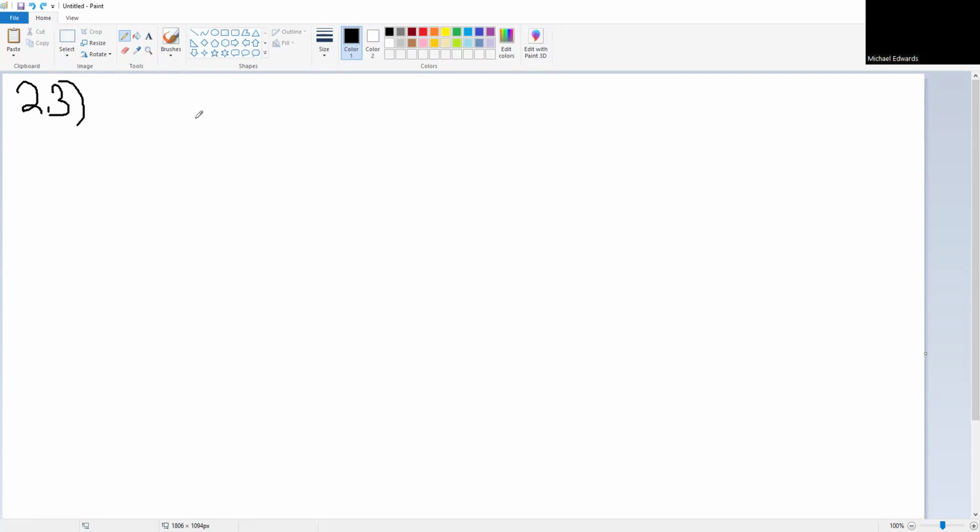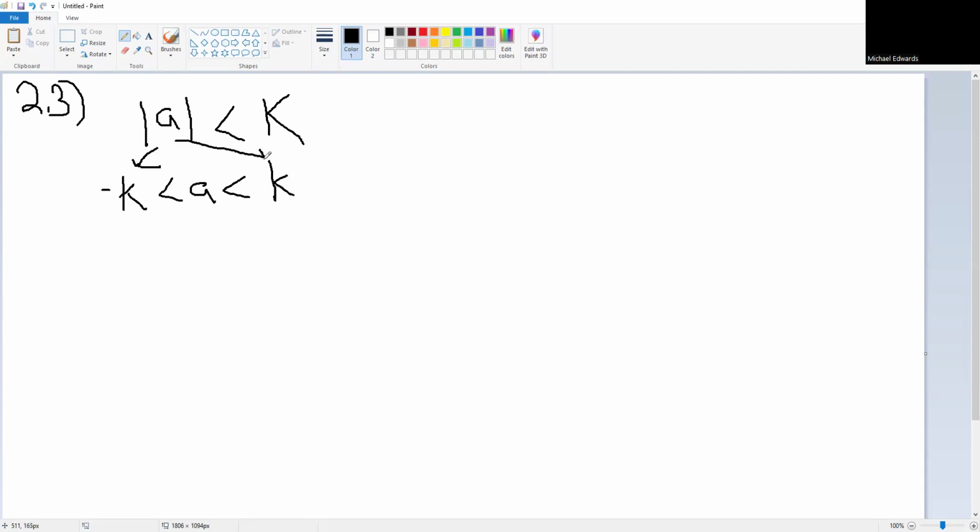So, some rules to know. If you have an absolute value of A less than something else, we'll call it K, then this can be rewritten as negative K less than A less than K. Now, notice we did split this out into negative and positive. So we're essentially doing the same thing, just a little bit different. Well, let me get rid of those arrows.